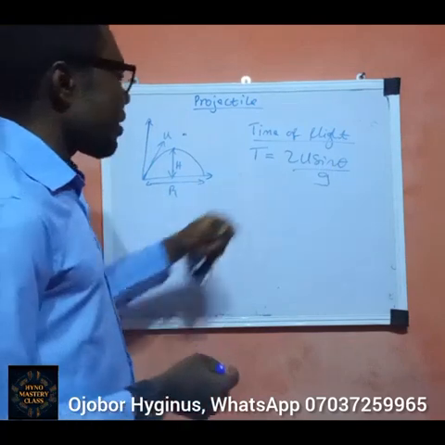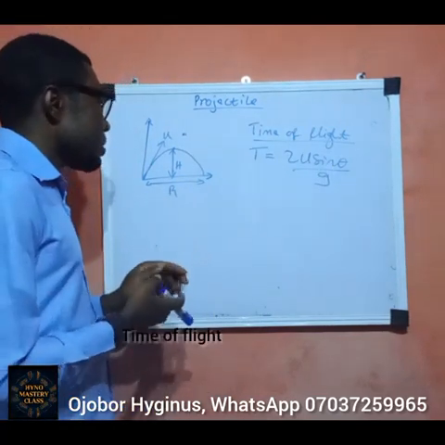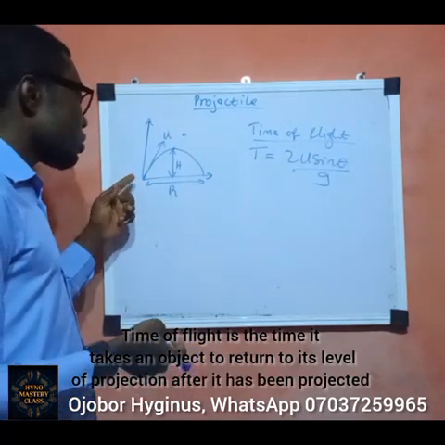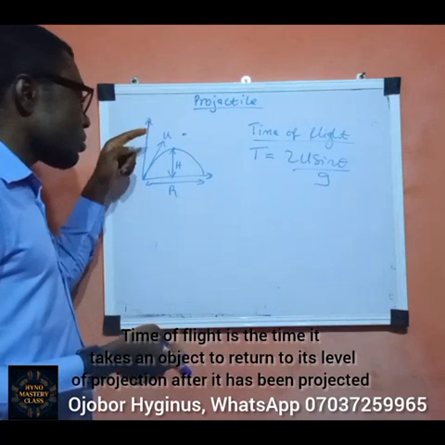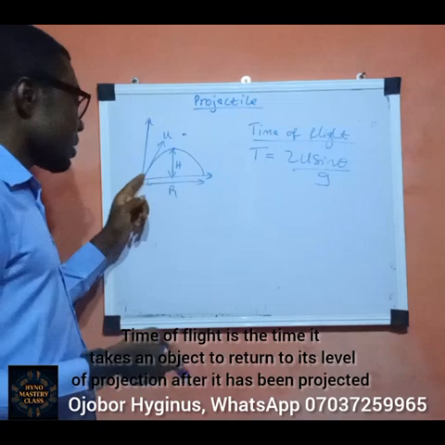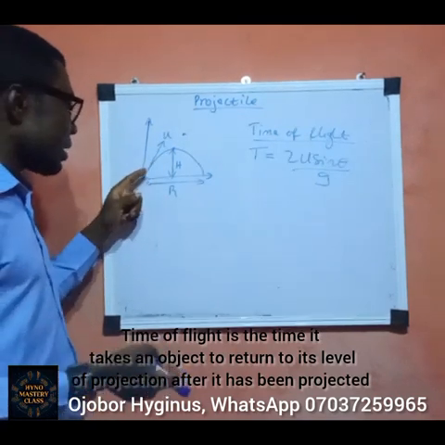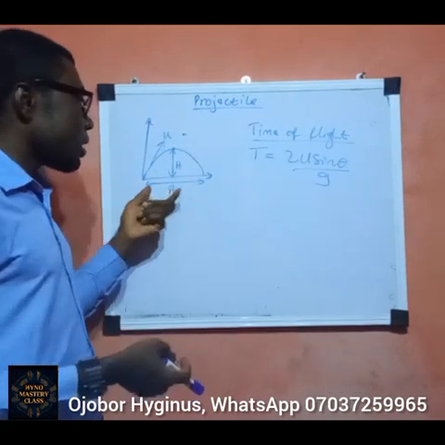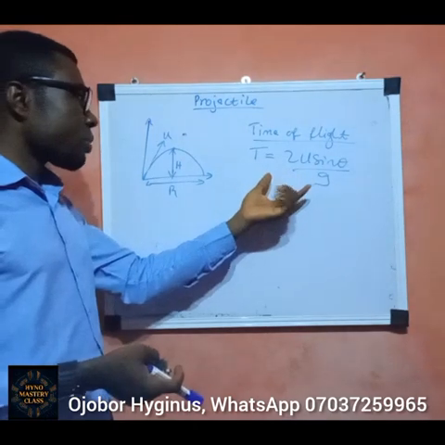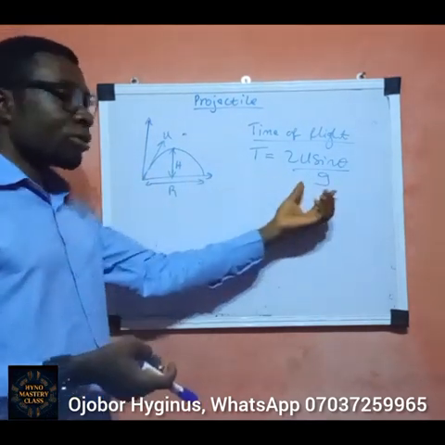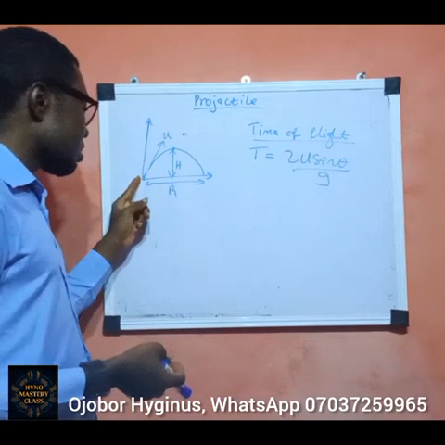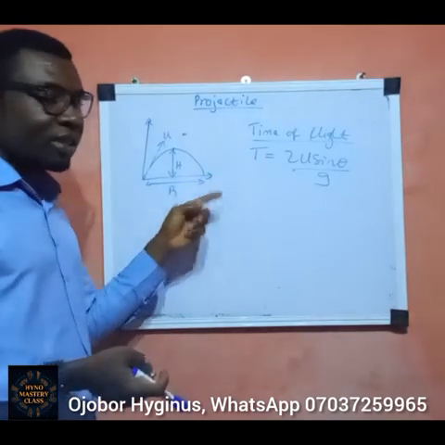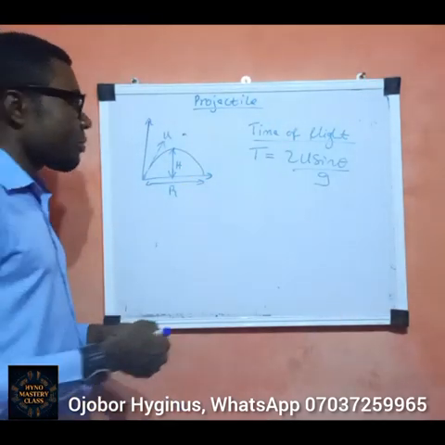Okay, what is time of flight? Time of flight is simply the time it will take a projectile to move from the point of projection and return to the same level of projection. That is the time it will take this projectile to move this way and come this way. Or you could say it is the time taken by a projectile to cover the range. That is what we call time of flight. The time it will take the projectile to move to its maximum height and to return to the same level of projection is what we call the time of flight.